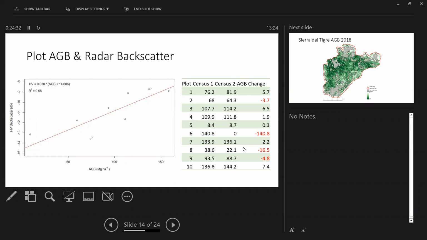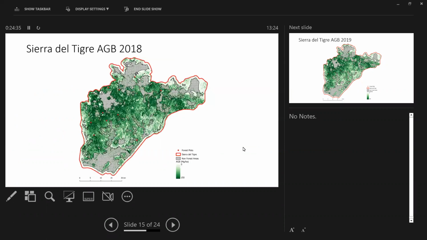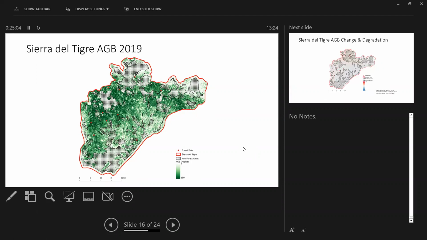Anyway, from this data we were able to develop a conversion equation to convert the backscatter into biomass. This is just one of those 3 sites, Sierra del Tigre. The dotted areas are non-forest areas; I just show you the biomass within forest zones. And then the following year, it looked like this. You can see that there's a bit of change.